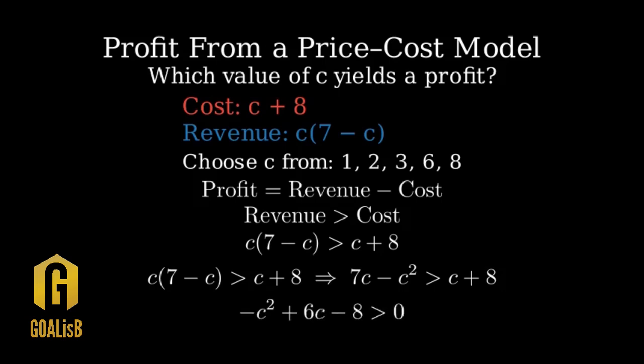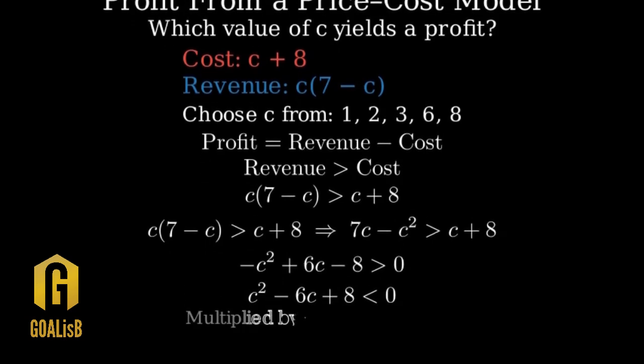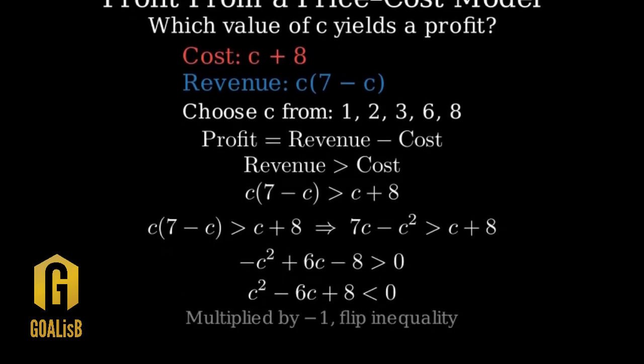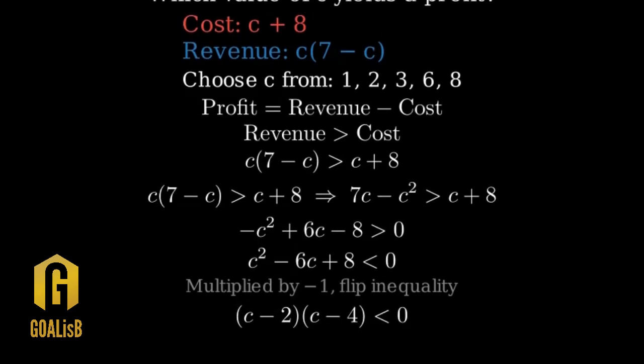Bring everything to one side. Negative C squared plus 6C minus 8 is greater than 0. Multiply by negative 1 and flip the inequality. C squared minus 6C plus 8 is less than 0. Factor to get (C minus 2) times (C minus 4) is less than 0.